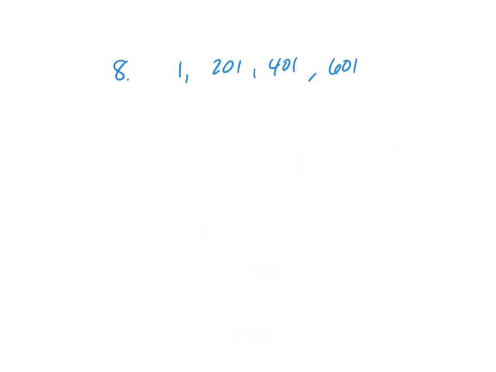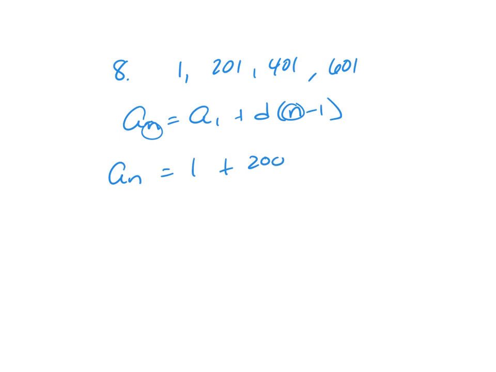They both work. So to find the explicit, it's an equals a1 plus d times n minus 1. We don't fill in the n's. We leave those alone, but we fill in the a1 and the d. What is a1? 1. What is d? 200. Now we clean it up. Everybody should know how to FOIL by now. And now we have 200n minus 199.